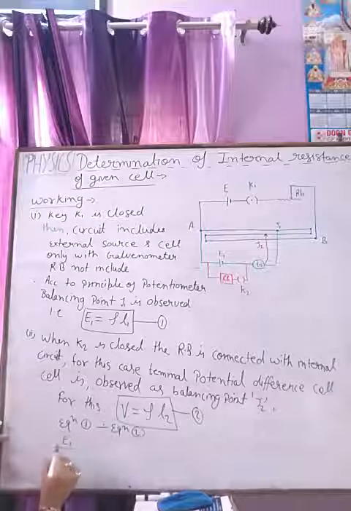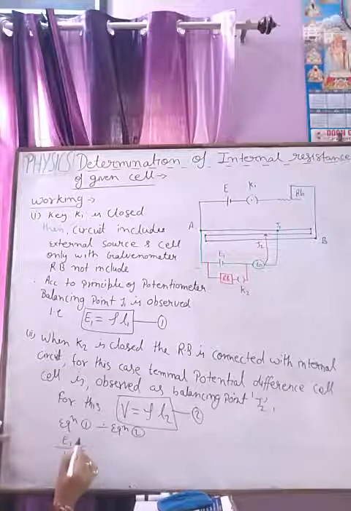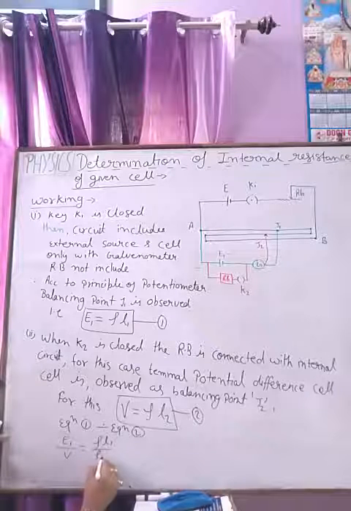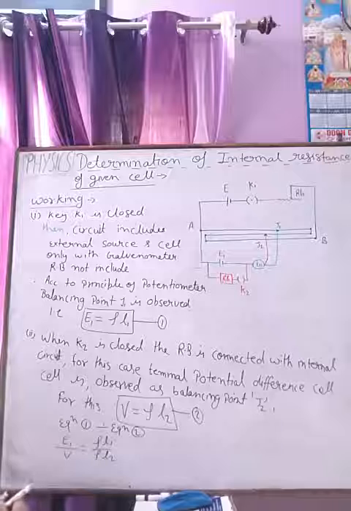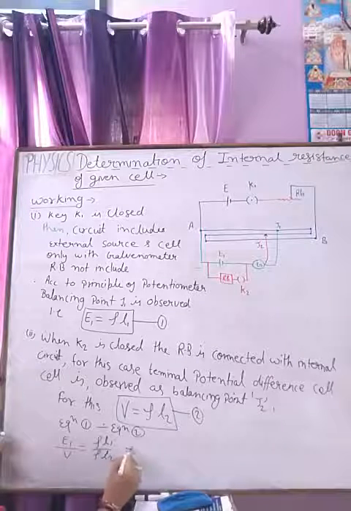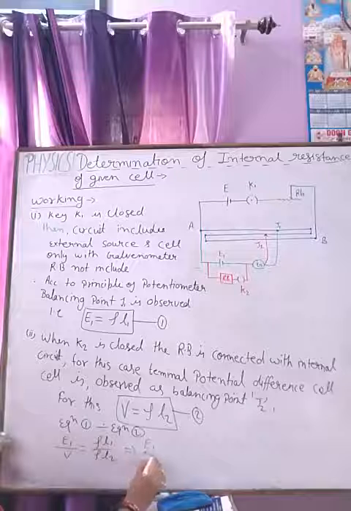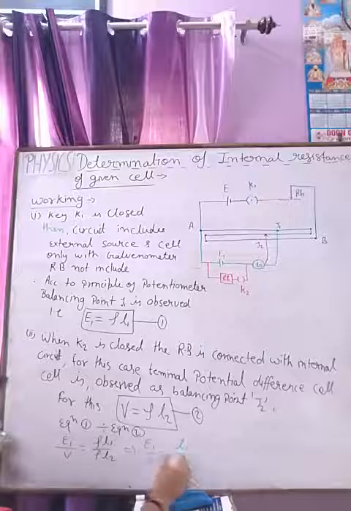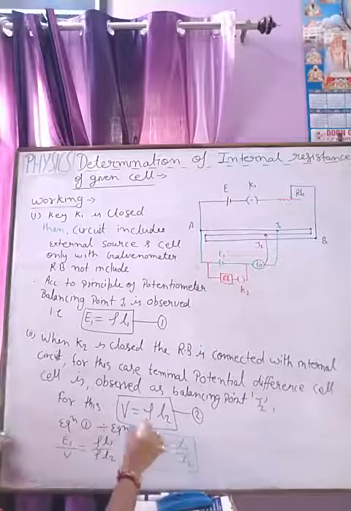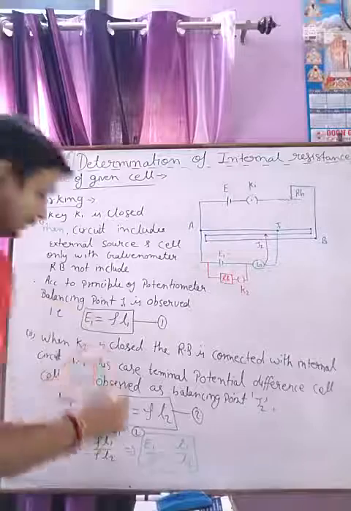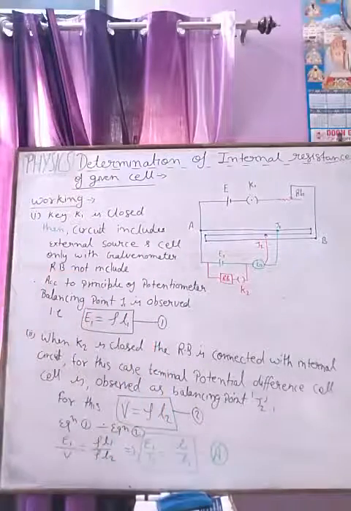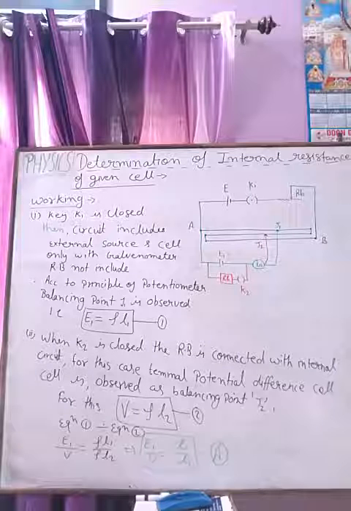Therefore, on dividing equation first by equation second, we get E1 upon V is equal to rho L1 upon rho L2. Therefore we observe here E1 upon V is equal to L1 upon L2. Okay, this is equation A. Copy this point.